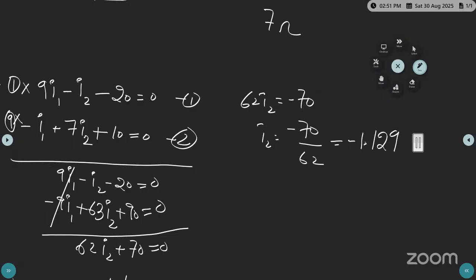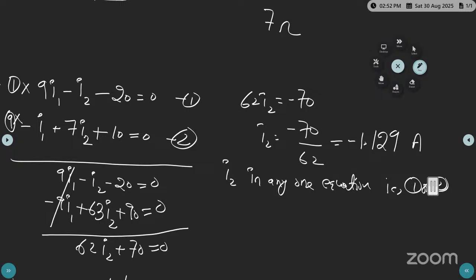Substitute this I2 value in any one equation. You can substitute this value in equation 1 or you can substitute this I2 value in equation 2. You will get I1. Okay. Substitute I2 in any one equation, that is maybe 1 or 2, not 1 and 2. 1 or 2. Okay. So substituting in equation 1.